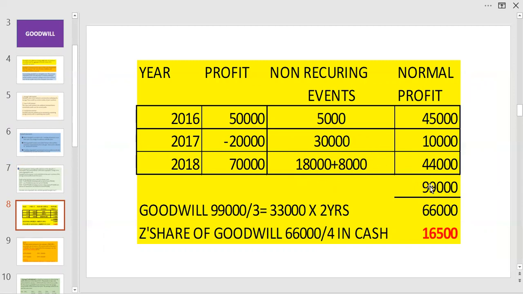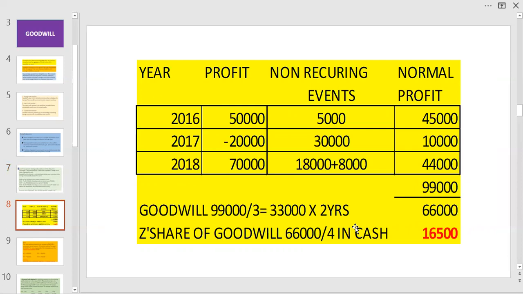It gives a clean net profit of 99,000 for 3 years, divided by 3 gives the average of 33,000. 2 years purchase means multiplying that by 2, which is 66,000. 1/4 share of Z is 16,500, which is the answer.